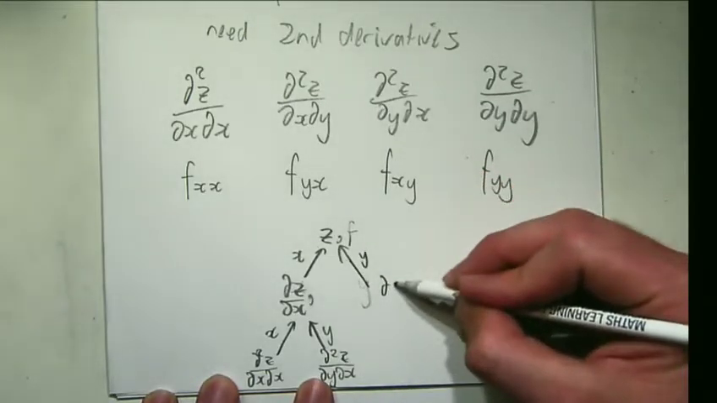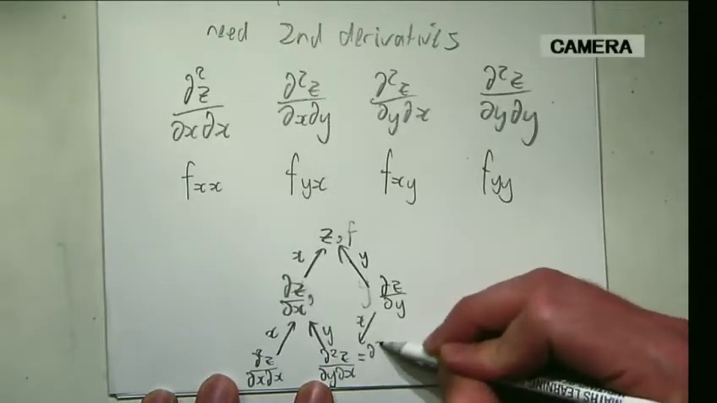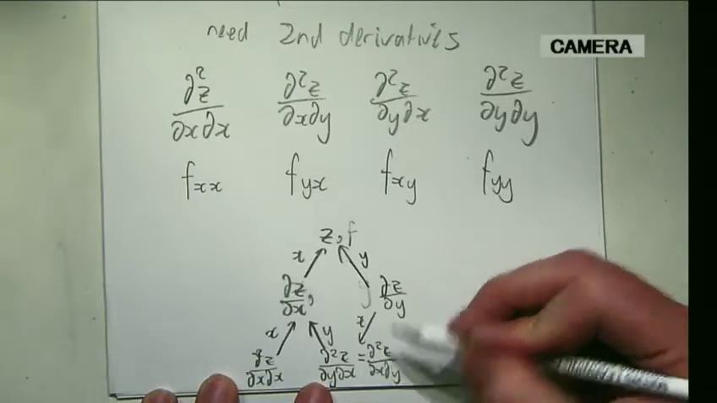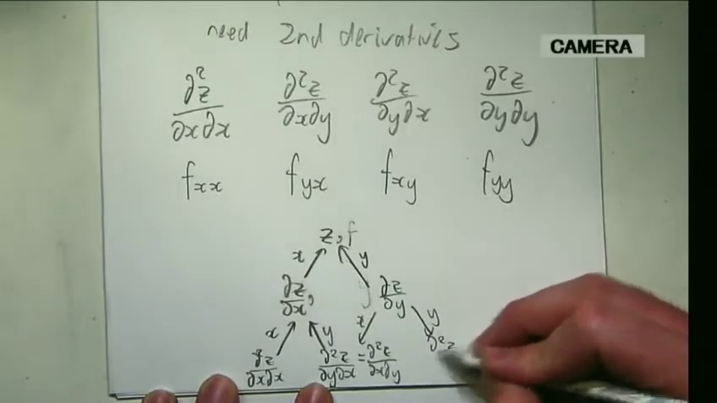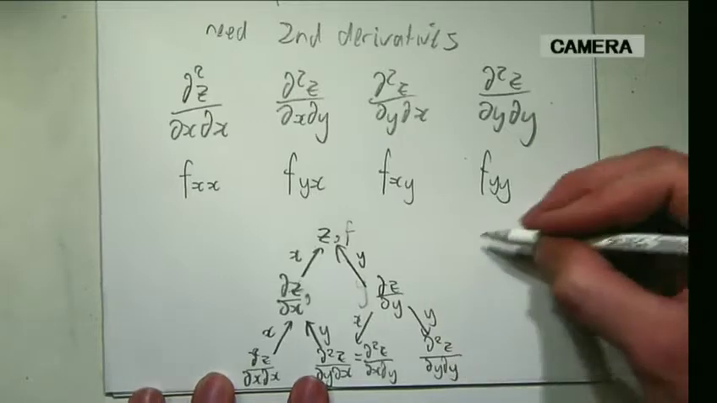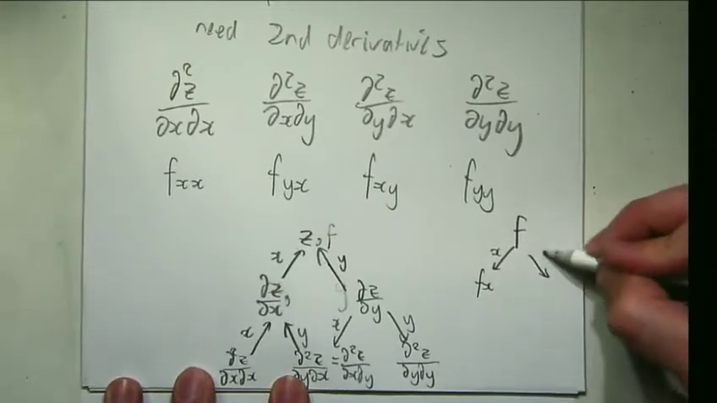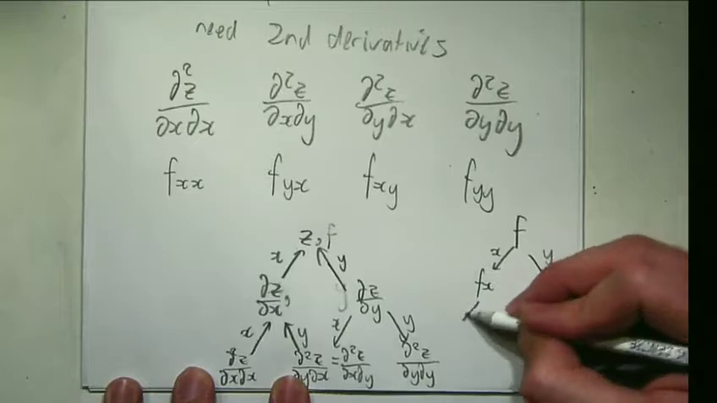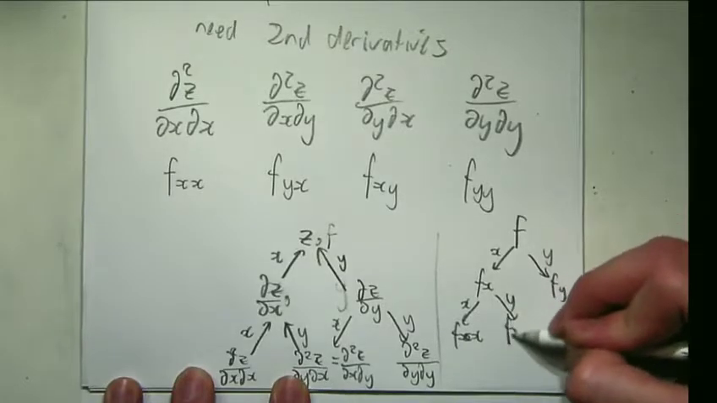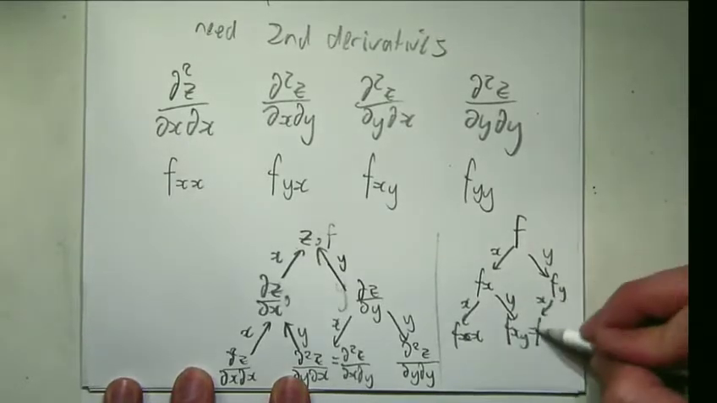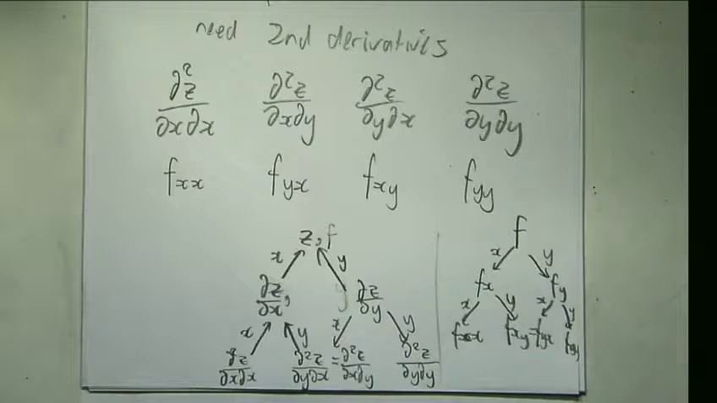If you differentiate with respect to y, you'll get dz on dy. If you differentiate with respect to x, you'll get d squared z on dx dy. And these two should come out to the same answer. And if you differentiate with respect to y, you'll get d squared z on dy dy. But your other option is to do it with an f. If you differentiate with respect to x, you get fx. If you differentiate with respect to y, you get fy. If you do it with x again, it'll be fxx. If you do it with respect to y, it'll be fxy. If you do it with that, that'll be fyx. And that'll be fyy. So that's a really bad diagram over the side there, sorry.